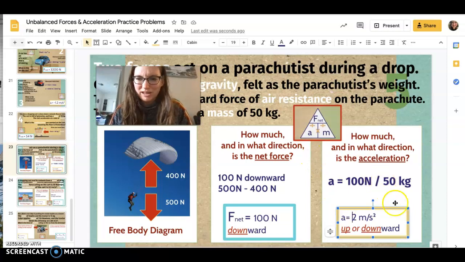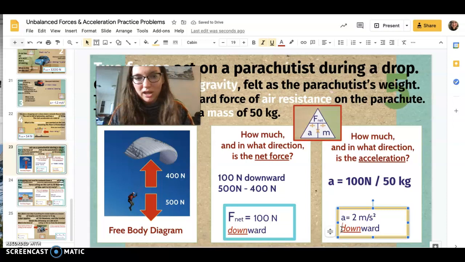Ooh, I want to check on this one. Now I'm questioning myself. Anyways, 2 or negative 2 meters per second squared downward. Downward for sure is what we know. I will check on that and get back to you.